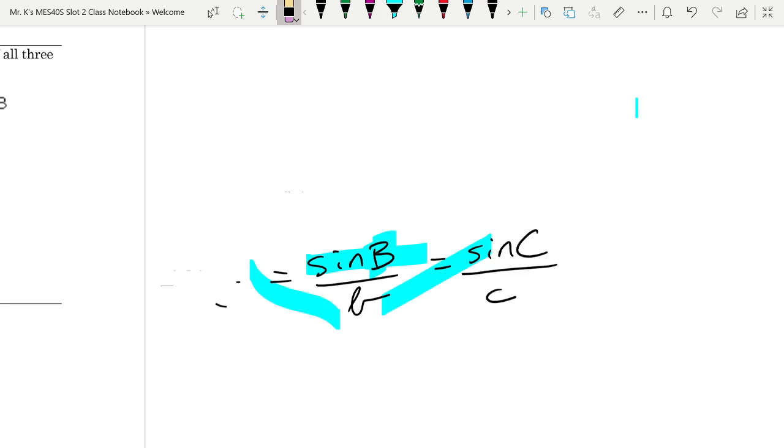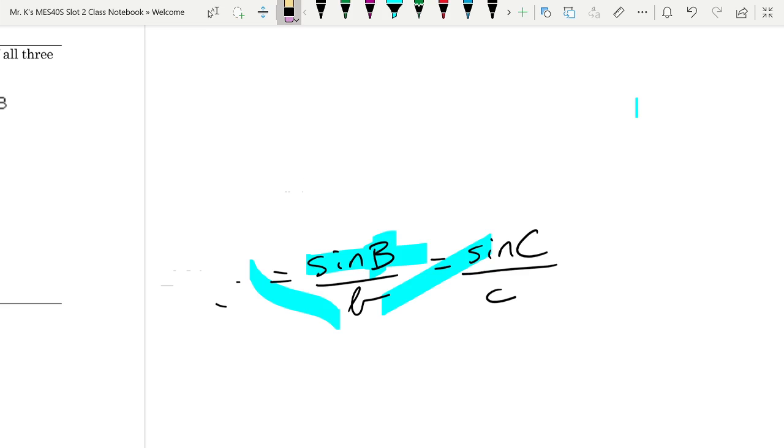So which side is the B? The 22. So C is the 30. So solve for all missing angles. Okay, so let's write down the formula again. The more you write it down, the more you're going to remember it. Cosine of angle A is B squared plus C squared minus A squared all over 2 times B times C.